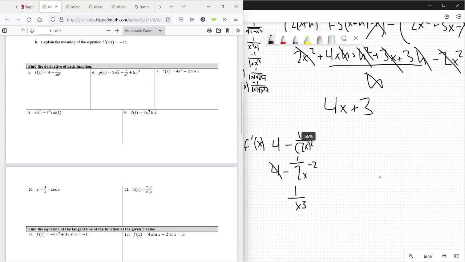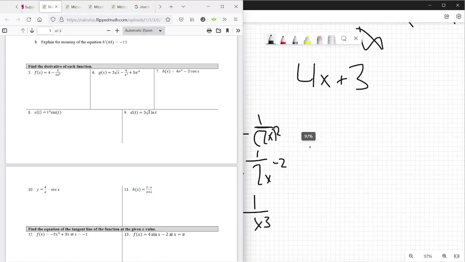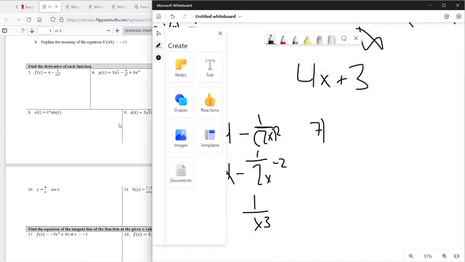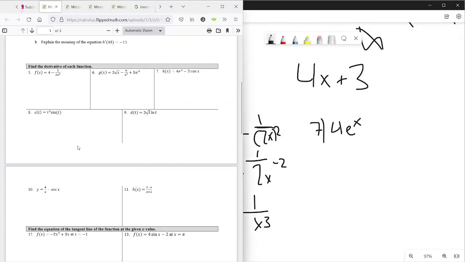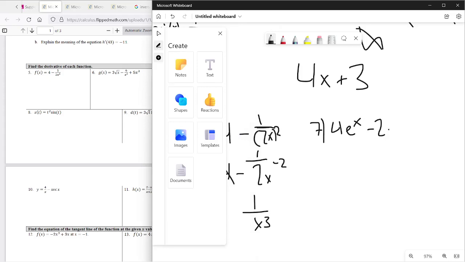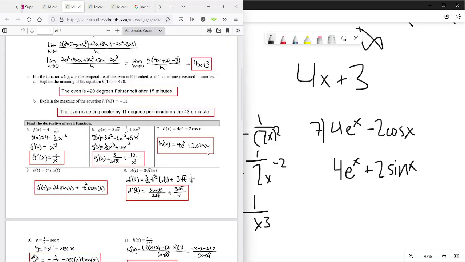Okay, we can do a couple more of these. Here's one with the e to the x minus 2 cos x. This is one that uses two rules. One is that the derivative of e to the x is e to the x, and the derivative of cos x is sine x, or negative sine x for that matter. So it should just be 4 e to the x plus 2 sine x.